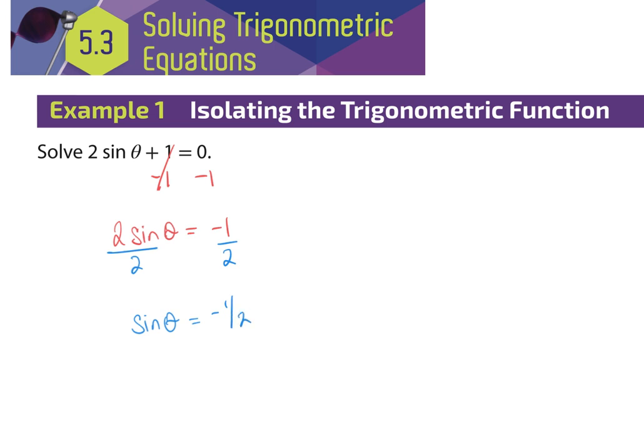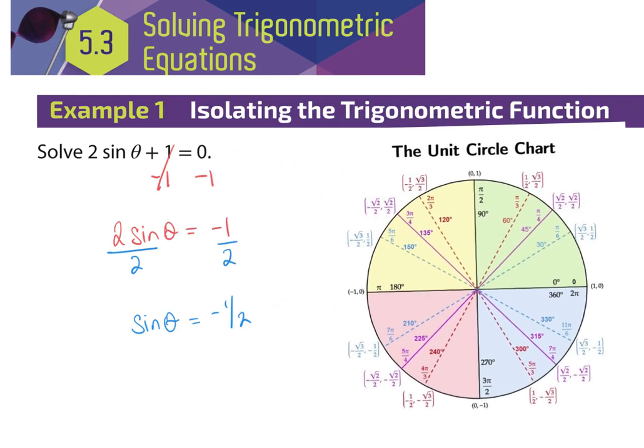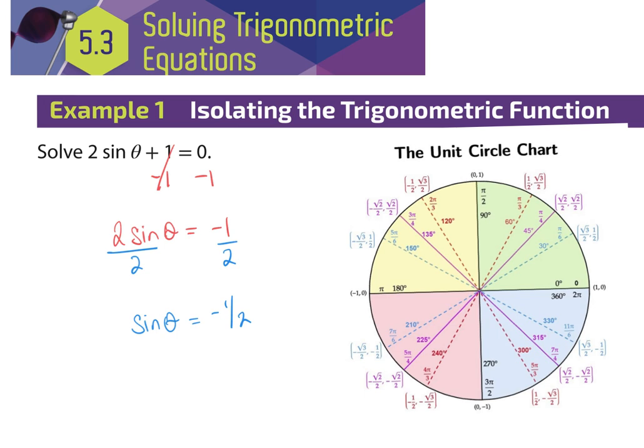Now, I know the sine of theta equals -1/2. My goal is to figure out what angle gives me that answer. So if I'm only talking about one unit circle, and I'm not talking about that I could keep going past 360, then I am going to find theta that gives me a sine, or a y value, of -1/2.